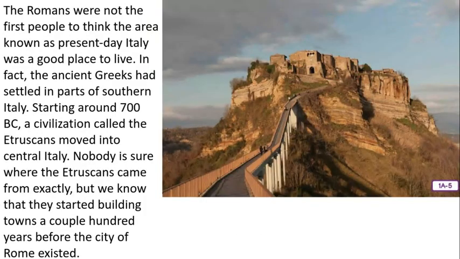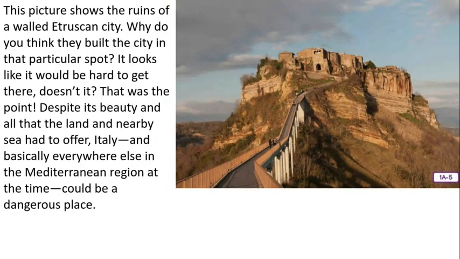The Romans were not the first people to think the area known as present-day Italy was a good place to live. In fact, the ancient Greeks had settled in parts of southern Italy. Starting around 700 BC, remember that means before Christ, a civilization called the Etruscans moved into central Italy. Nobody is sure where the Etruscans came from exactly, but we know that they started building towns a couple hundred years before the city of Rome existed.